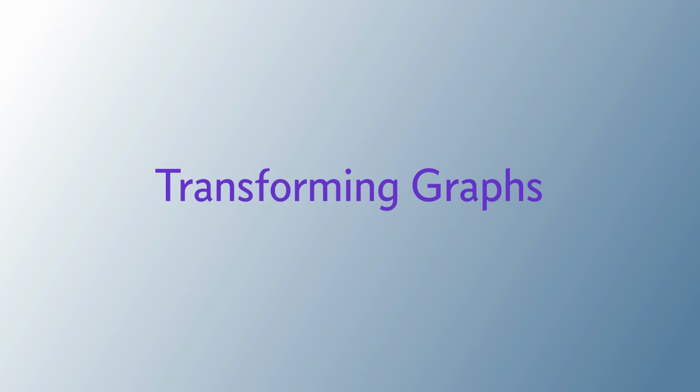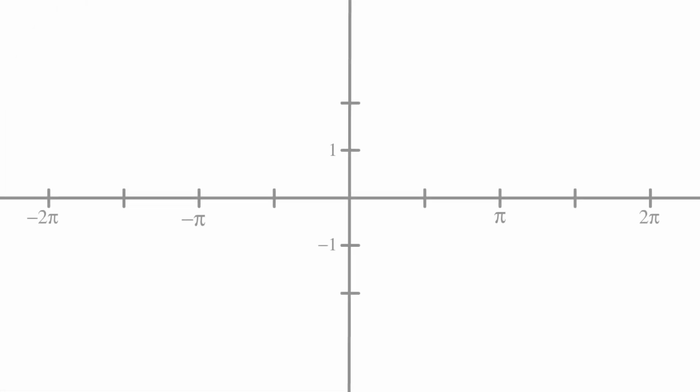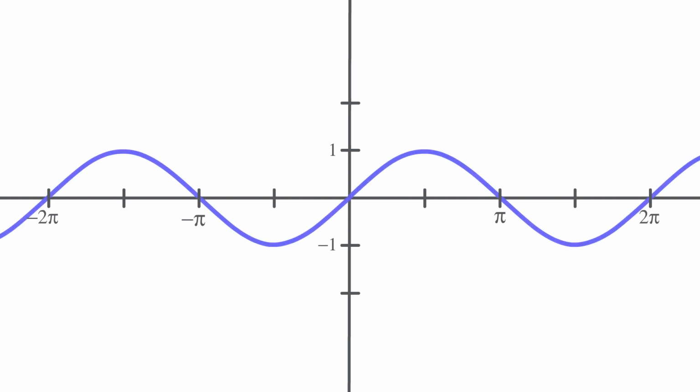Now that we know the basic trig graphs, we can shift them around and stretch or squish them. Here's our standard sine graph. Let's see how to modify it. The simplest change we can make is to add or subtract a number to the sine function.